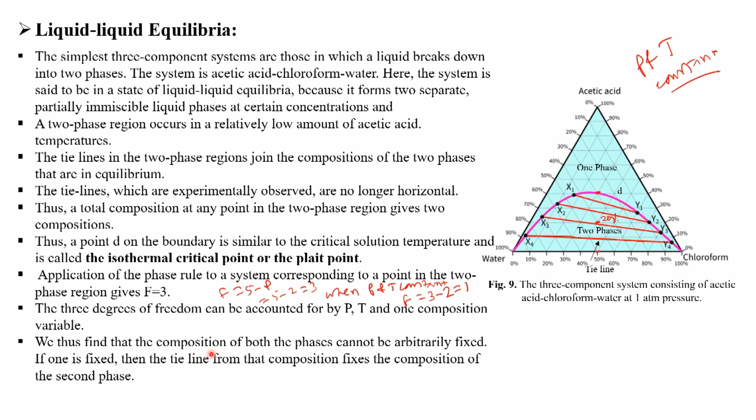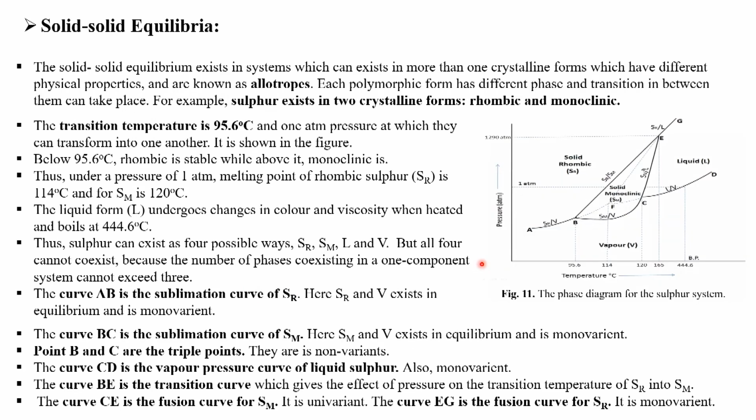We thus find that the composition of both the phases cannot be arbitrarily fixed. If one is fixed, then the tie line from that composition fixes the composition of the second phase. So if we fix one, then from the tie line we can fix the other one, because the number of degrees of freedom is now 1. We are fixing pressure and temperature. Then we move to solid-solid equilibria.